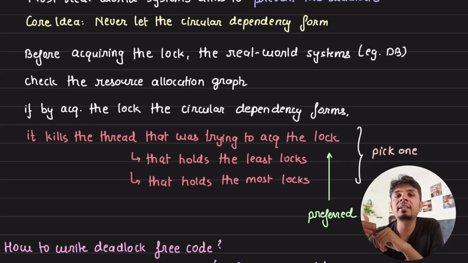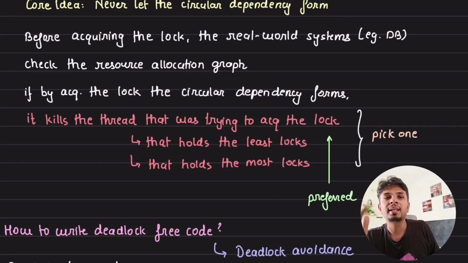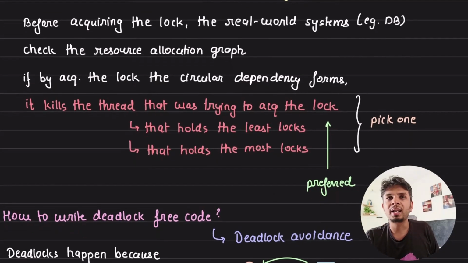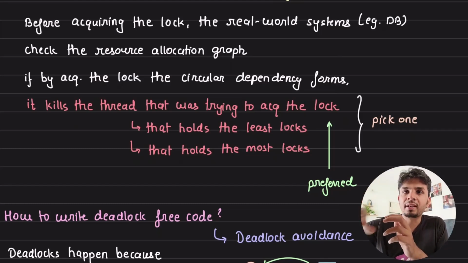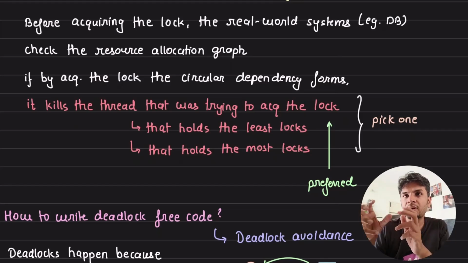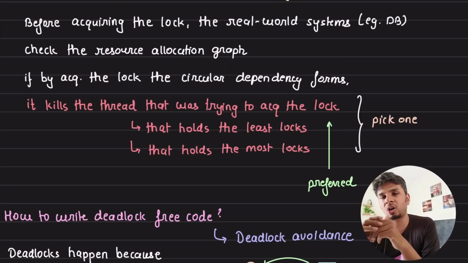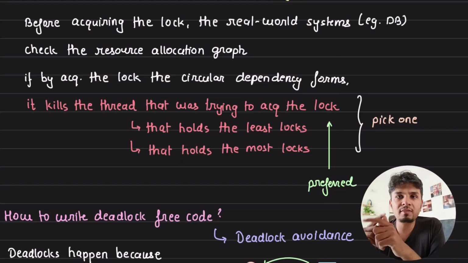So this is not really deadlock detection, but rather deadlock avoidance that is continuously running. Here you are preventing the deadlock from happening by checking every time before you acquire the lock, hey, if I acquire this lock, will it form a circular dependency or not? That's the core idea. Most real world databases do this.